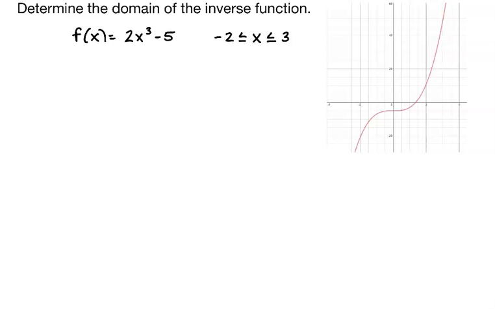Given the function f of x equals 2x cubed minus 5 on the interval of x goes from -2 to +3, we want to determine the domain of the inverse function.